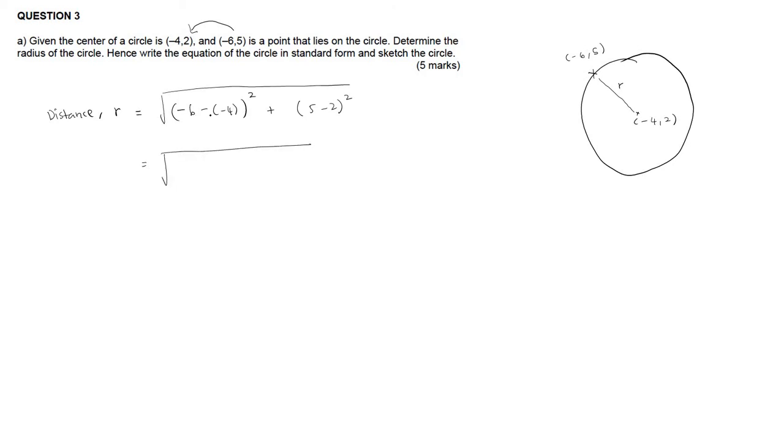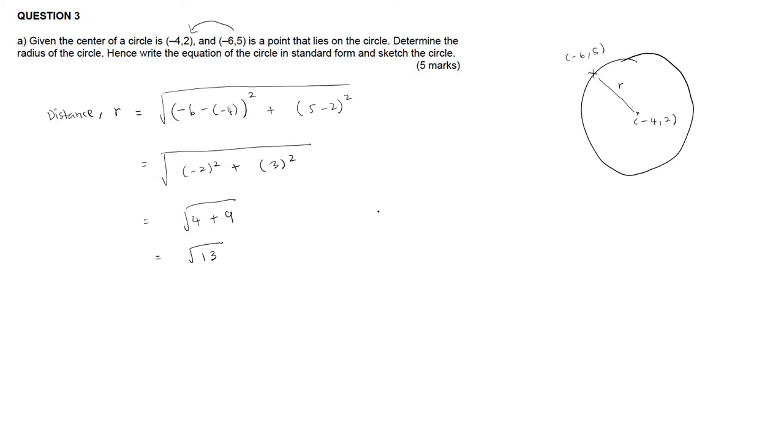Okay, negative 6 plus 4 is negative 2, squared. 5 minus 2 is 3, squared. Negative 2 squared is 4. 3 squared is 9. So the radius equals square root of 13. Okay, we get radius square root 13.